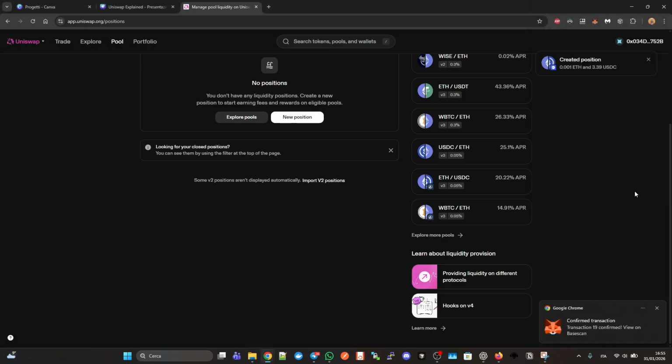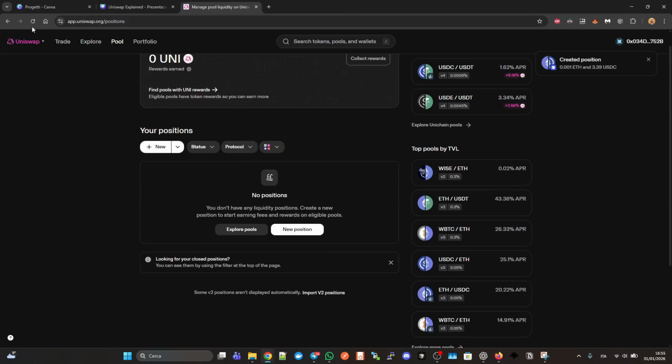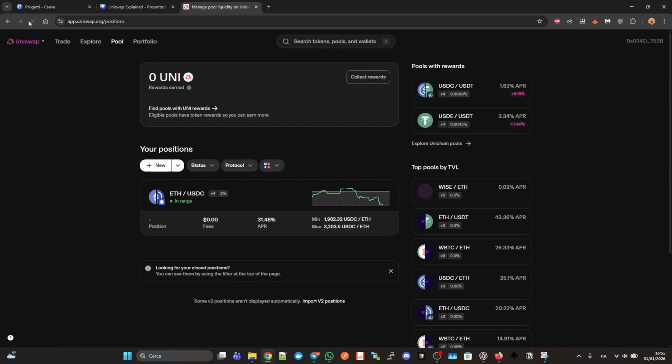Okay, close extension. Okay, confirm transaction, create the position. Okay, here we can review all the details. Okay, let's update here. So this is a Uniswap V4 pool with 2% fee tier.